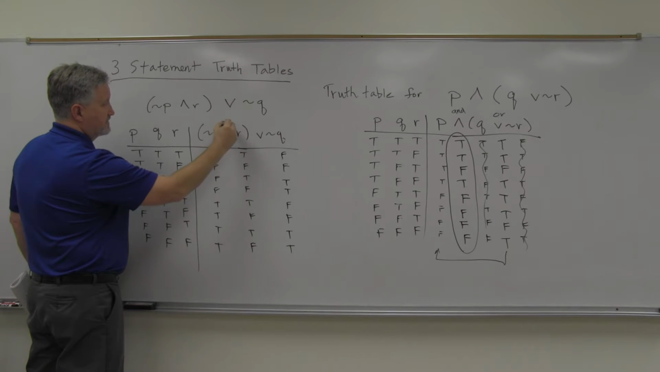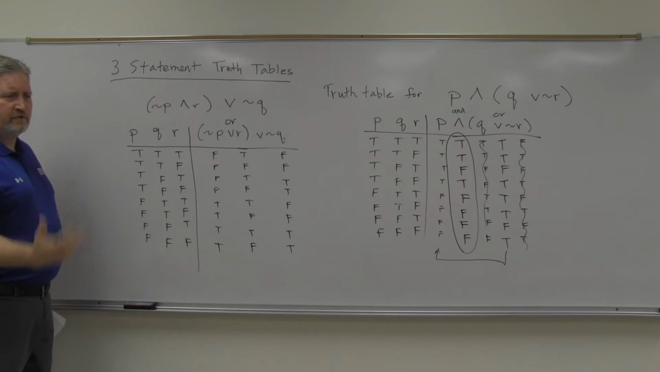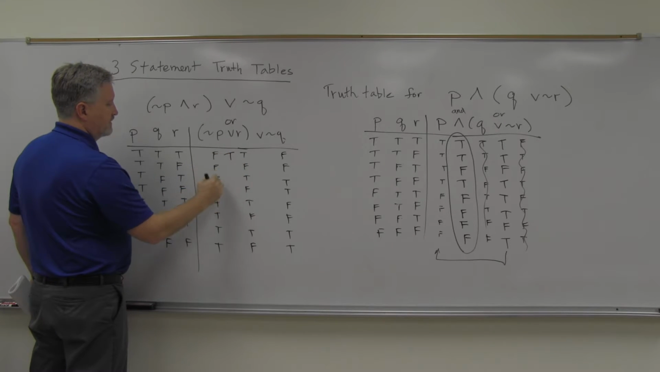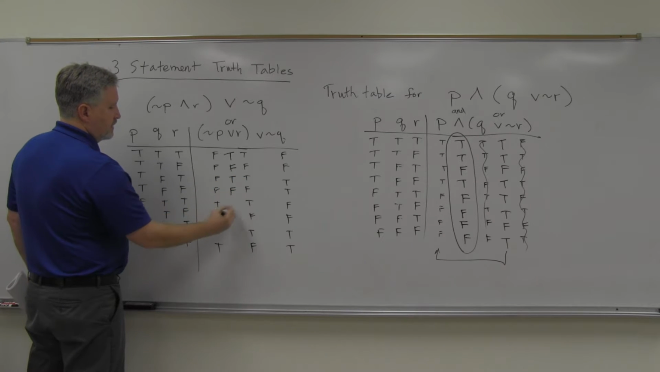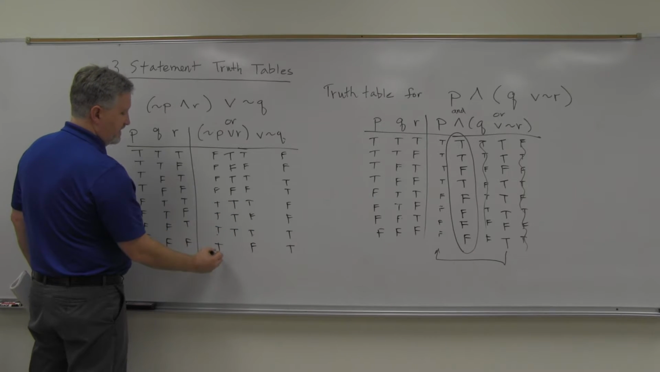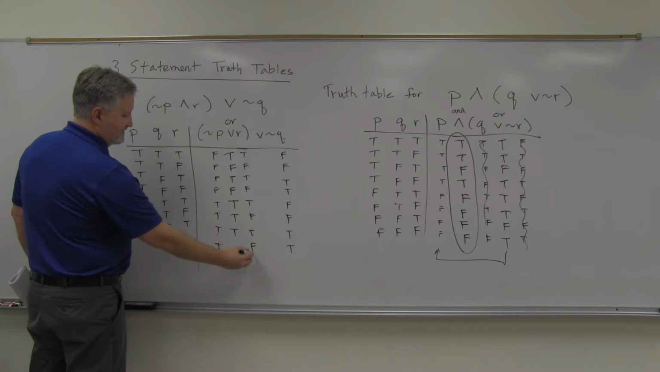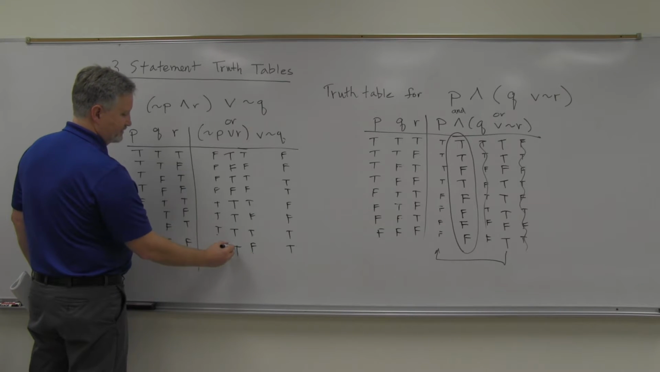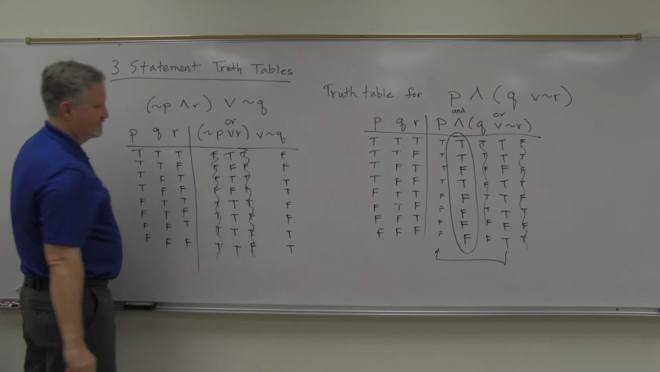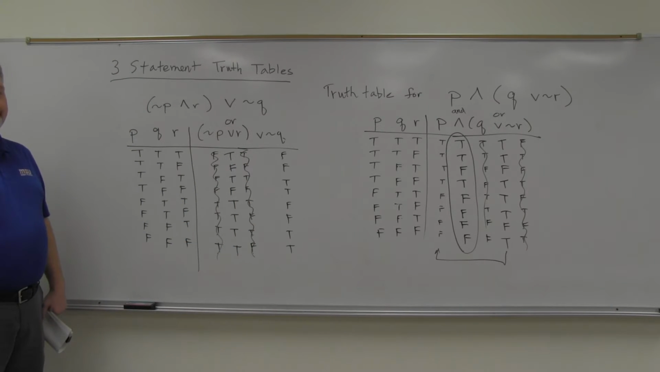There's the V, so that's the or. Or is true if one of them is true. So you got false or true, that is true. False or false, that is false. False or true, true. False or false, false. True or true, true. True or false, true. True or true, true. And last but not least, true or false is true. So that's just more practice for the or. Is that okay? Yeah. All right.